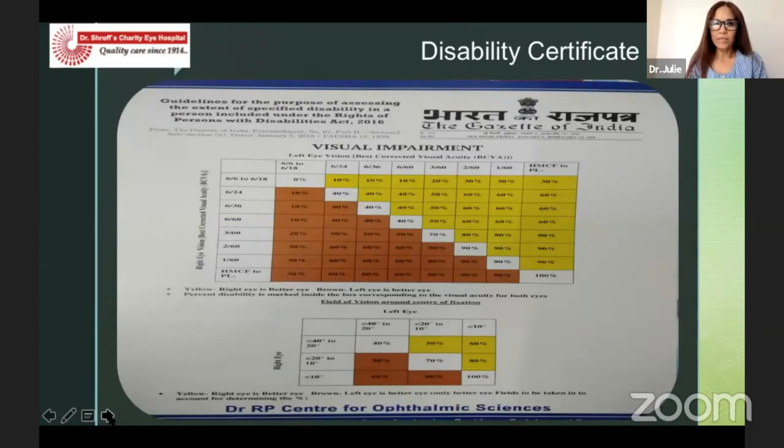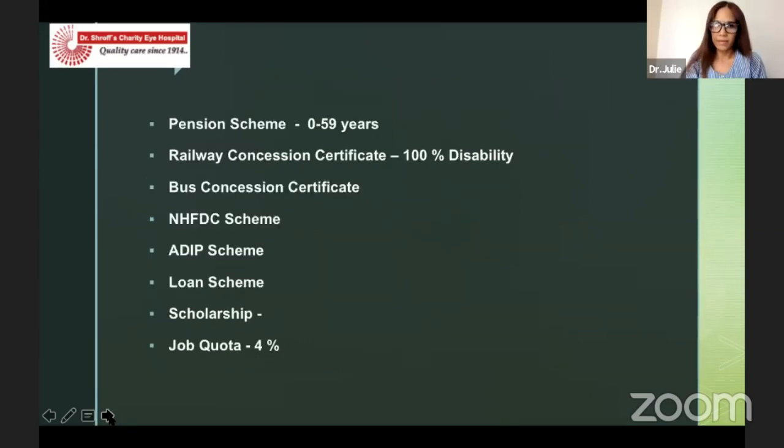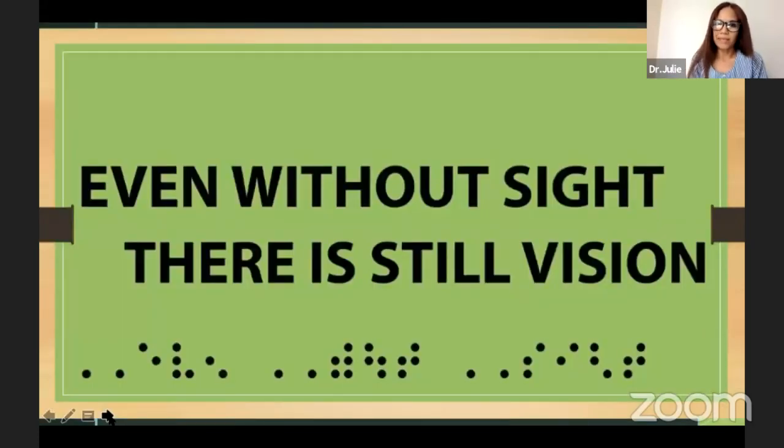So these are the guidelines for the purpose of assessing the extent of specified disability. If it is more than 40% disability, you get a disability certificate. And there are a lot of benefits that you can get in this category. So even without sight, there's still vision. Braille option is still available to all of us.